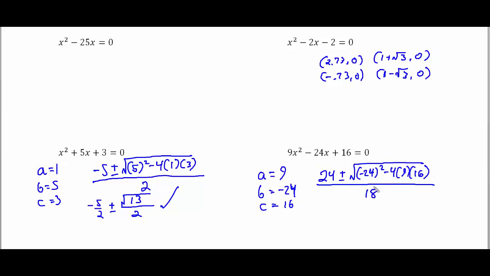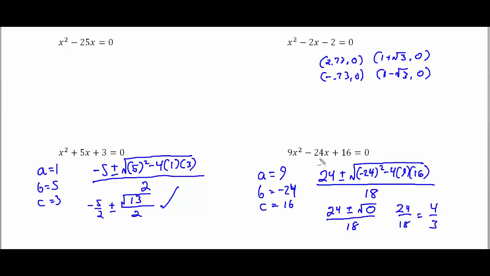This is a case where typing all this in will actually be faster than trying to factor, and look what I get, 24 plus or minus the square root of 0. Oh, nice, the square root of 0, all divided by 18. And plus or minus 0 is the same thing as 0, so it's 24/18 or 4/3. This only has one answer at 4/3 comma 0, where it hits the ground.